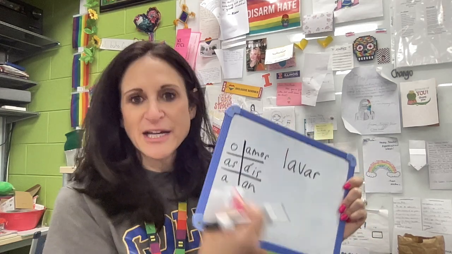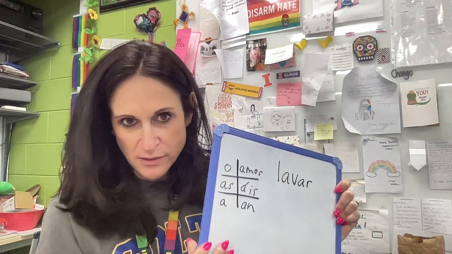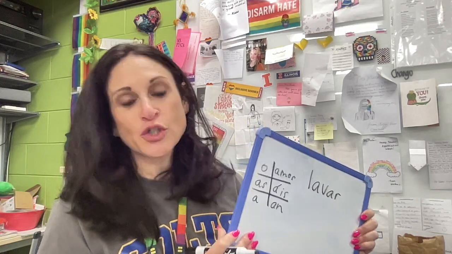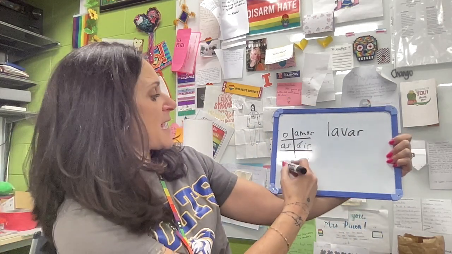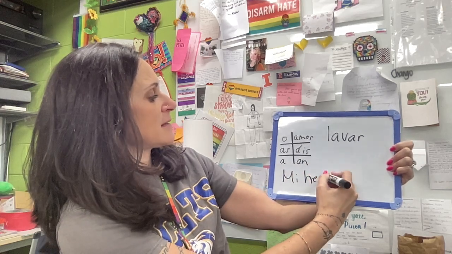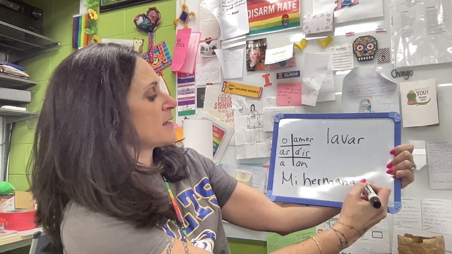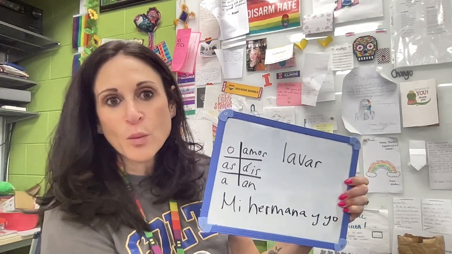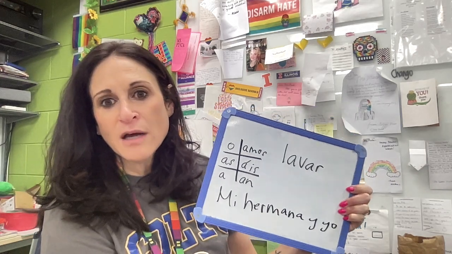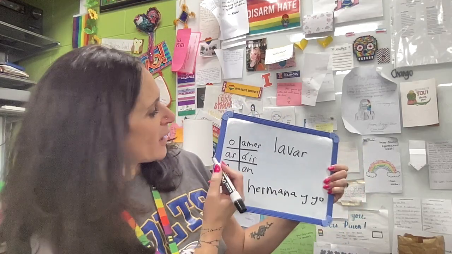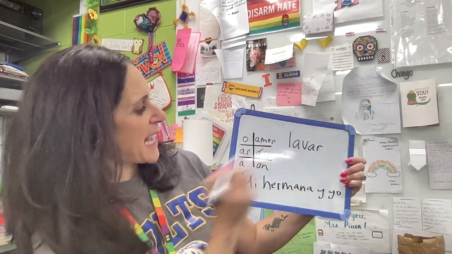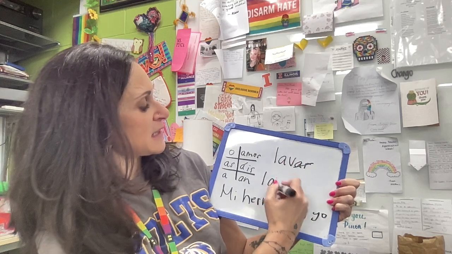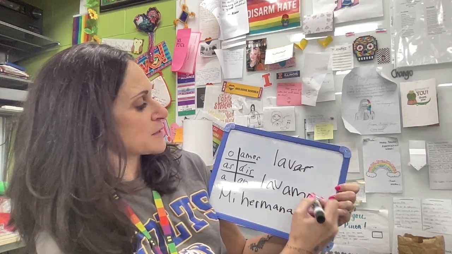But you're going to be conjugating it for whoever does the chores, right? So if it's your sister and yourself that do the chores, you would say mi hermana y yo. Well, your sister and yourself would be we, right? Mi hermana y yo, my sister and I is we. Well, where is the nosotros form? It's amos. So it would be nosotros lavamos los platos.